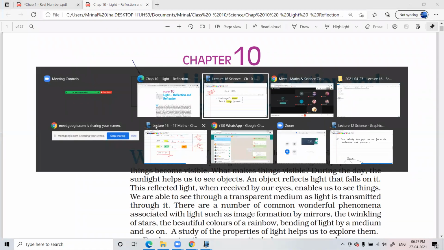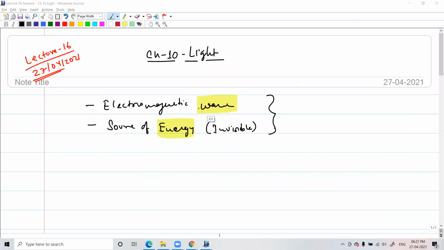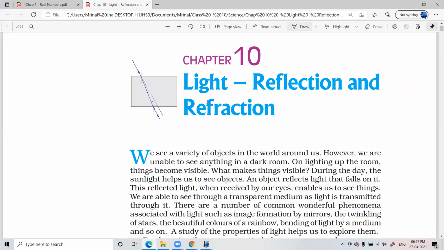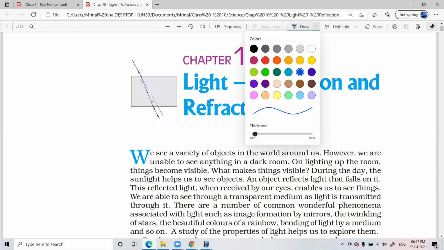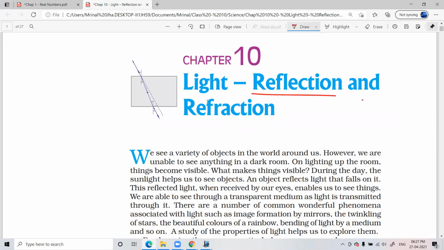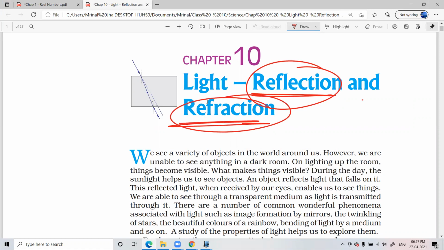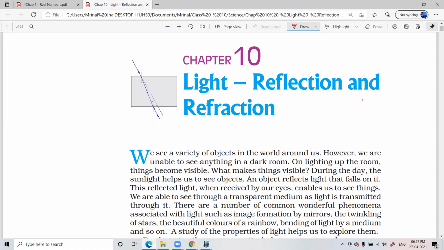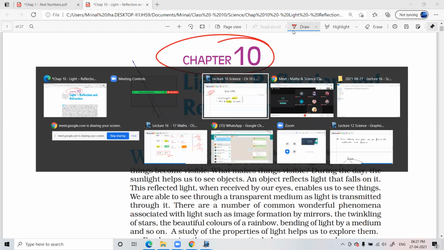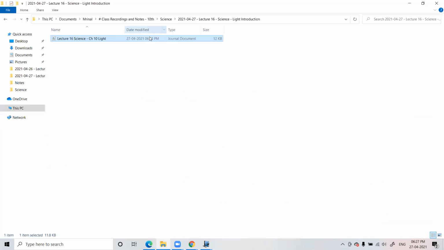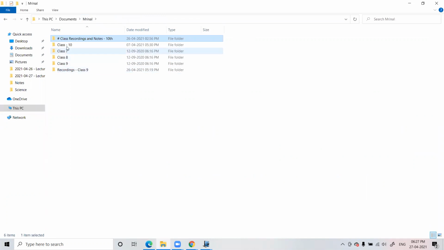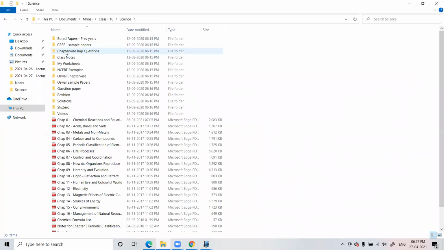So this 10th chapter, as you can see, what is the name of this chapter? It says reflection and refraction. So these are the two phenomena which you are going to learn related to light in this 10th chapter. And then after that, you have one more chapter, which is again related to light, which is human eye and colorful world.